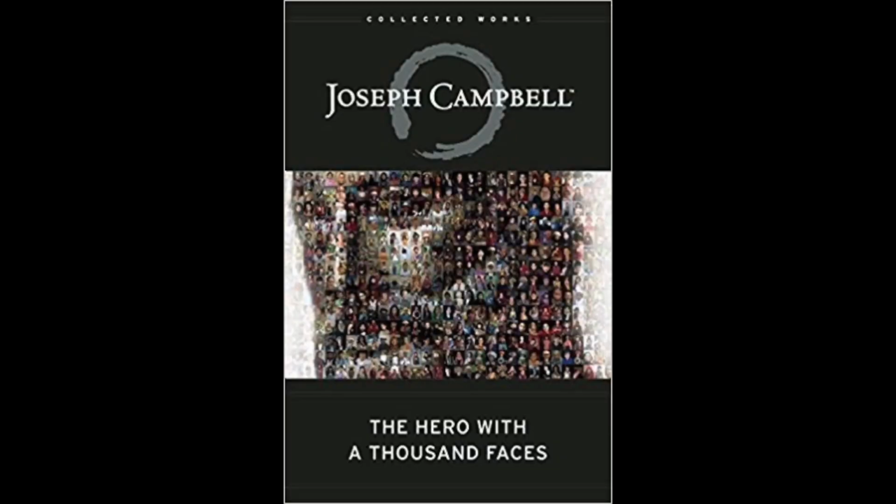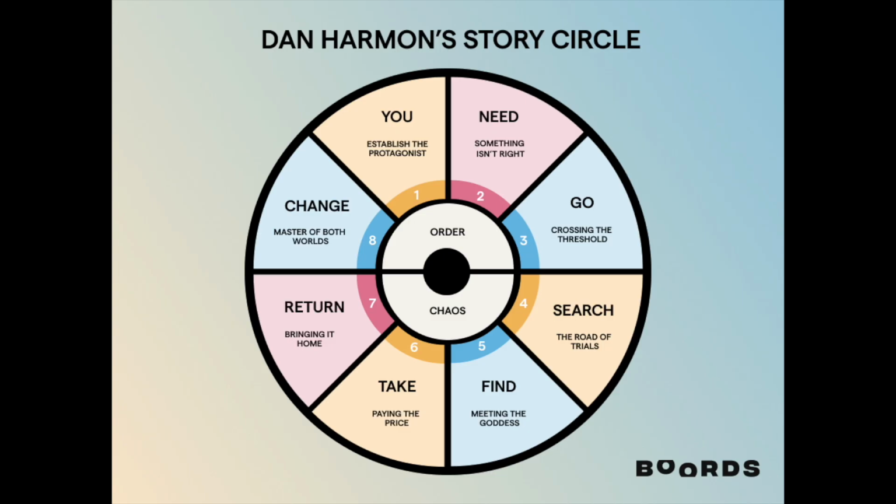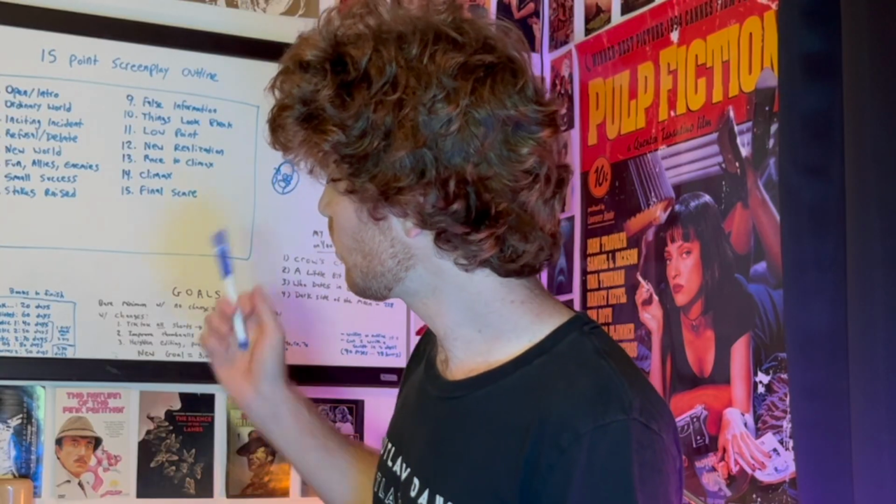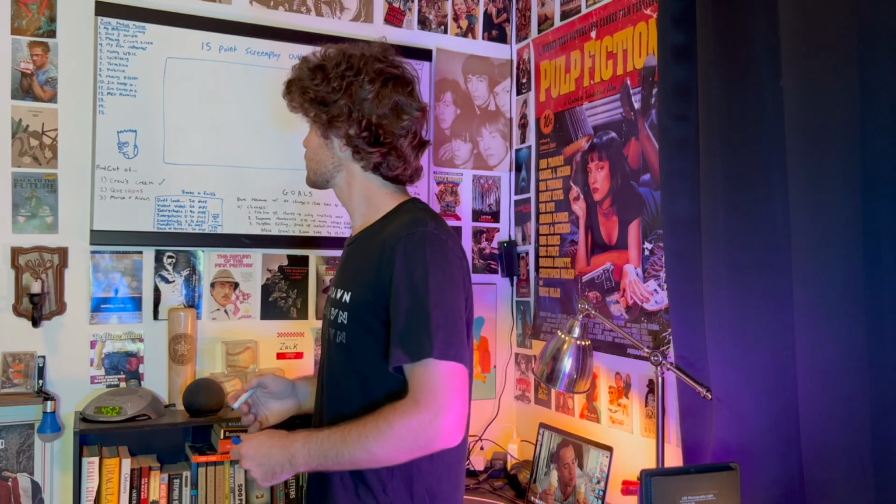I'm sure you're aware of Joseph Campbell's hero's journey, the Dan Harmon story circle. It's basically the same concept, but it's just broken down a lot more meticulously. So I wanted to run through it one by one and see what you guys think. It's crazy to think that you could take a 15-point outline and basically graph any movie onto it and see exactly where it hits all these individual beats, or at least a good portion of these individual beats.